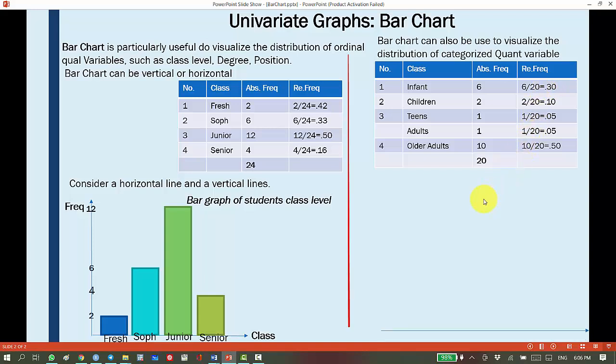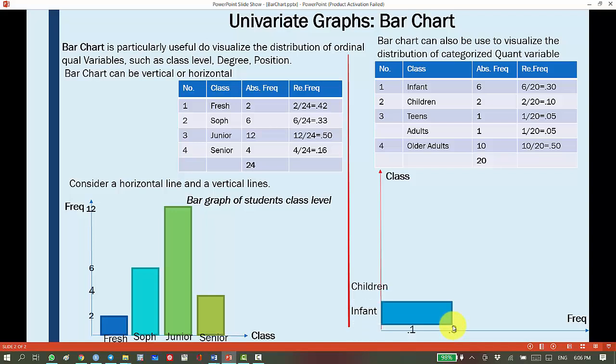In order to sketch the bar graph of this frequency distribution table for age, we consider again 2 lines, a horizontal line for the class, a vertical line for the frequency. Frequency can be absolute frequency or relative frequency. For this particular example, we use the relative frequency. Infant is 0.3, that's 30%. Therefore, the height of the bar for infants is 0.3, which is 30%.